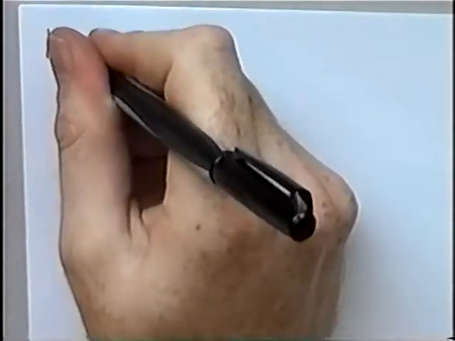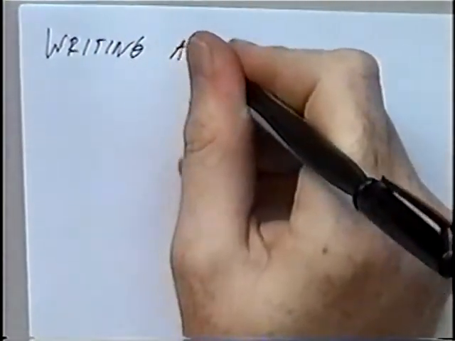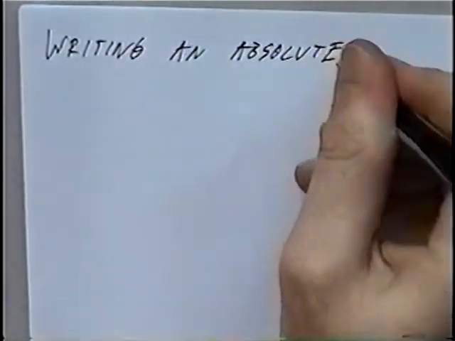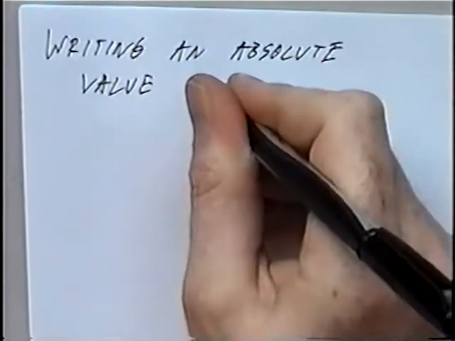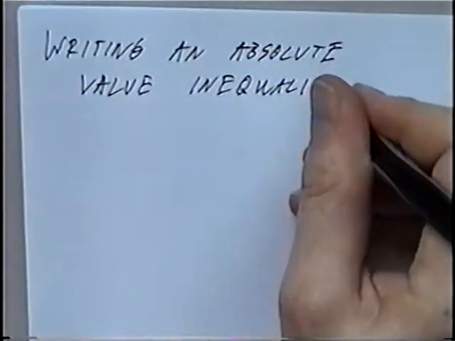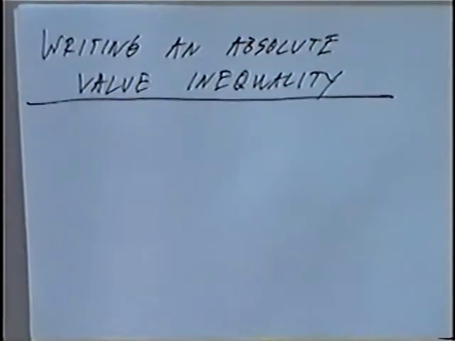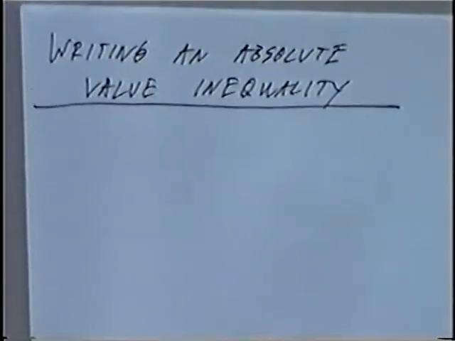The title of the last section today is Writing an Absolute Value Inequality. For these questions, we'll be looking at a graph and working backwards to write the inequality.